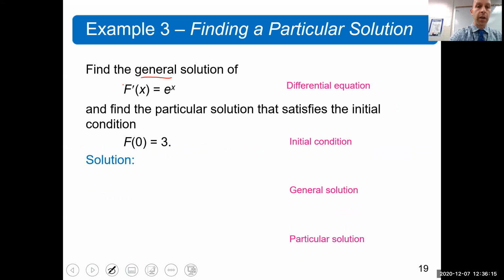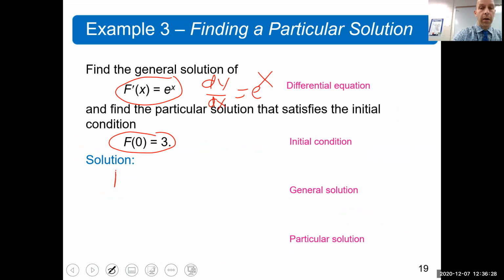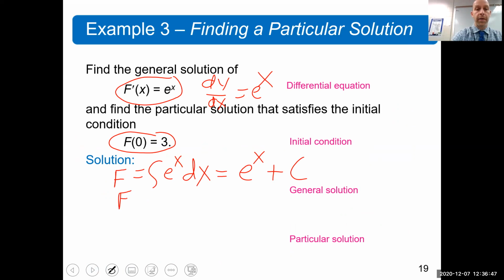So here is my differential equation. This could have also been rewritten as dy/dx equals e to the x. We are given the initial condition of f of 0 is equal to 3. So here's what we need to do. We need to say that f is going to be equal to the integral of e to the x dx, because that's the variable that we're integrating with respect to. So when we integrate that, we use our antiderivative for e to the x, which is e to the x. So we could say that f equals e to the x plus c. That is our general solution.